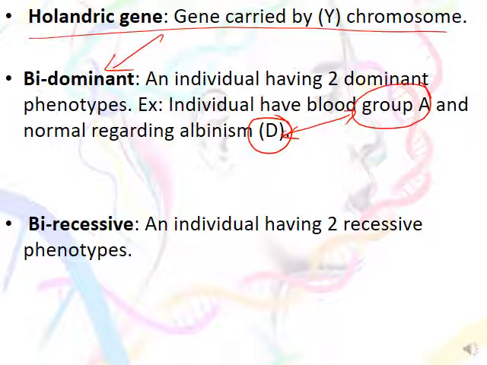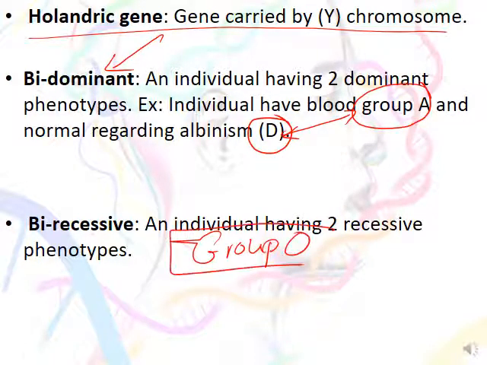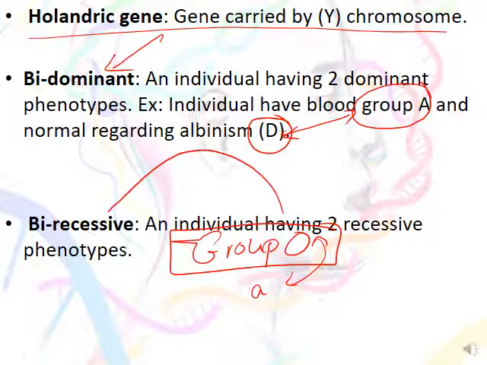A bi-recessive individual has two recessive phenotypes. For example, for blood group, I have blood group O, which is recessive, or I am albino, I have the allele a small. So these two are recessive. So an individual having two recessive phenotypes is said to be bi-recessive, whereas an individual having two dominant phenotypes is said to be bidominant.